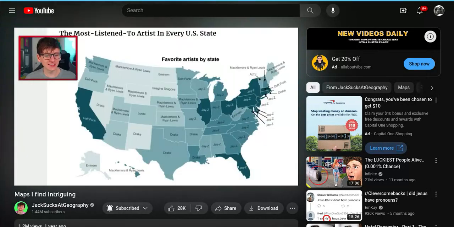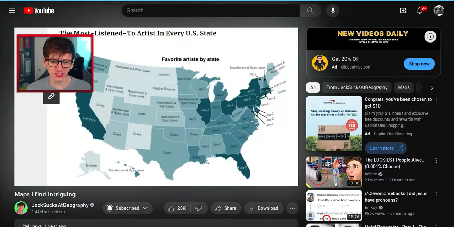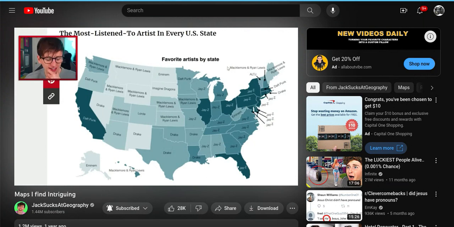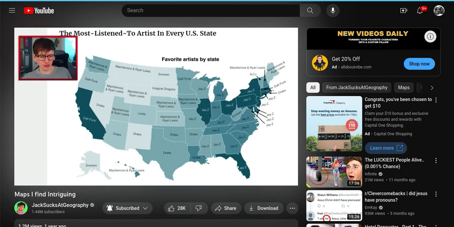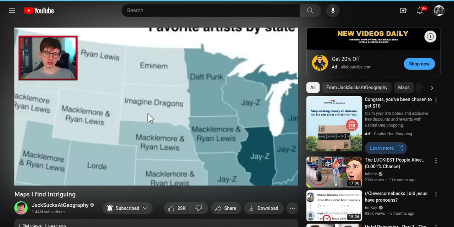Most listened to artist in every state. Go on, Jay-Z. Jay-Z is dominating Eastern America. Rap is very popular along the US, apparently, because this isn't rap specific, but most of the artists here are rappers. Imagine Dragons managing to sneak in, though.